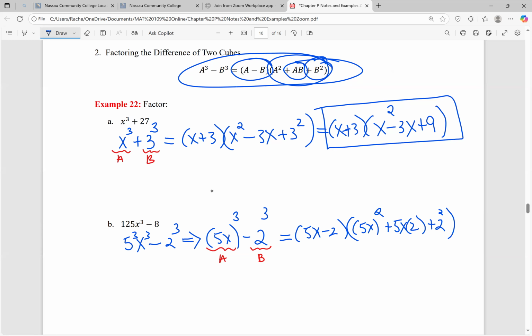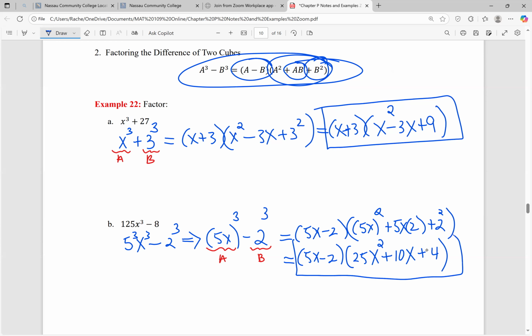And we could simplify that, right? Like I could write, well, let's bring down the 5x minus 2. And then 5x squared is 25x squared. 5x times 2 is 10x, so plus 10x. And then plus 2 squared, which is 4. So my factored form is going to be 5x minus 2 times 25x squared plus 10x plus 4.